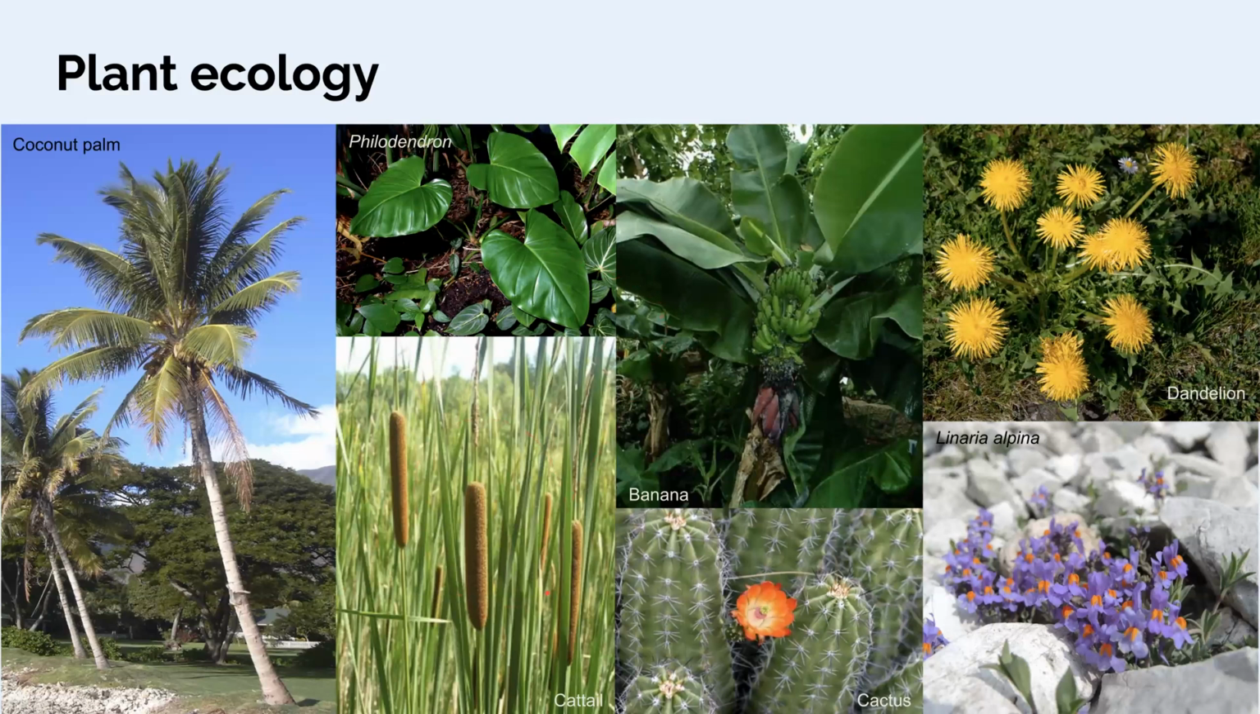Cattails, very distinctive plant of wetlands. Cactus, if you found a cactus, you would guess that you're probably in an area that stays dry for a long time of the year. Dandelions, kind of a sign around here of a weedy area, an area that's been modified by people, but also let go a little bit. And then this is a plant in the lower right. This is an alpine plant, Linaria alpina.